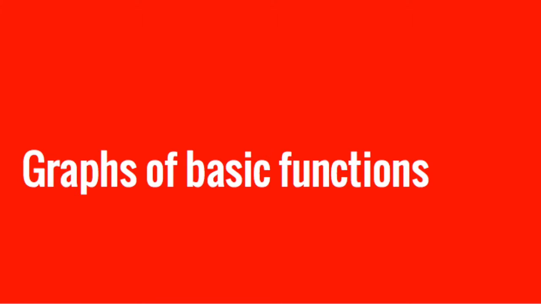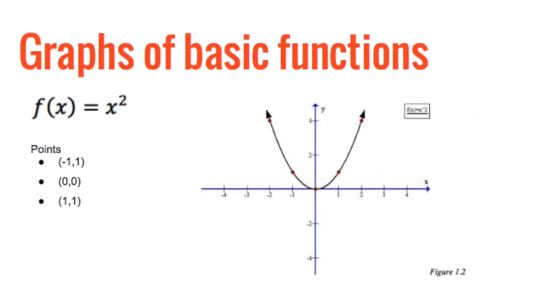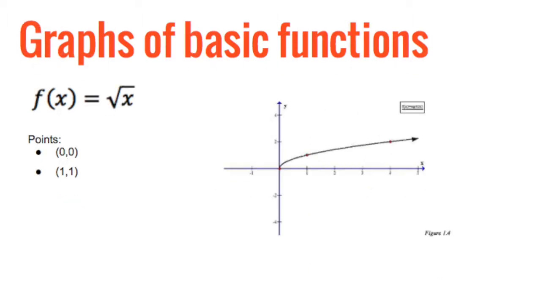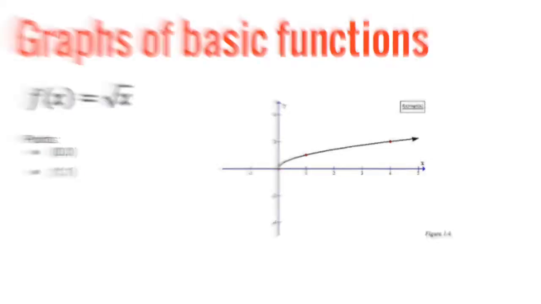We're going to talk about graphs of basic functions, but we're not going to talk about all of them. The first graph we're going to see is x squared. This graph has a U-shape and its main points are (-1, 1), (0, 0), and (1, 1). The second graph is the square root of x. This graph only has two main points: (0, 0) and (1, 1).